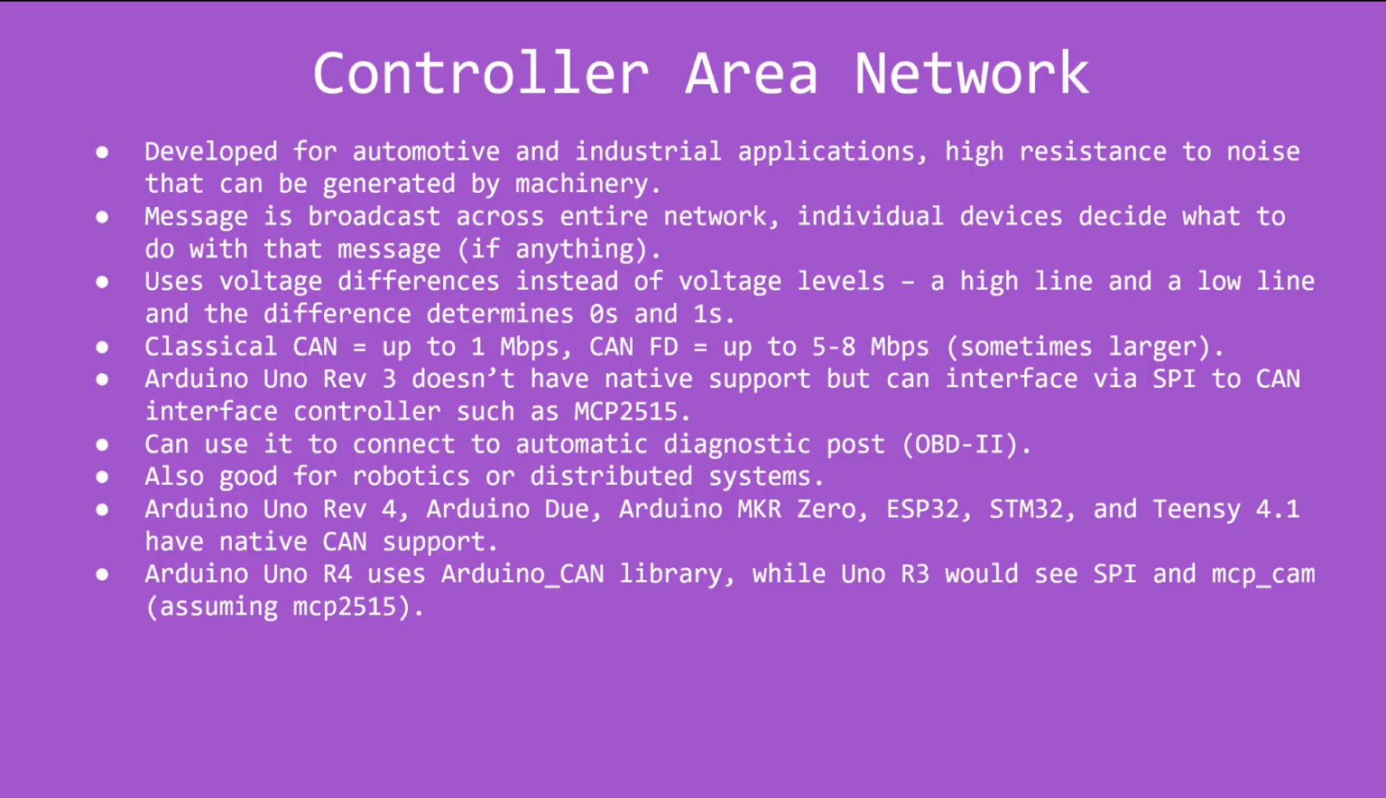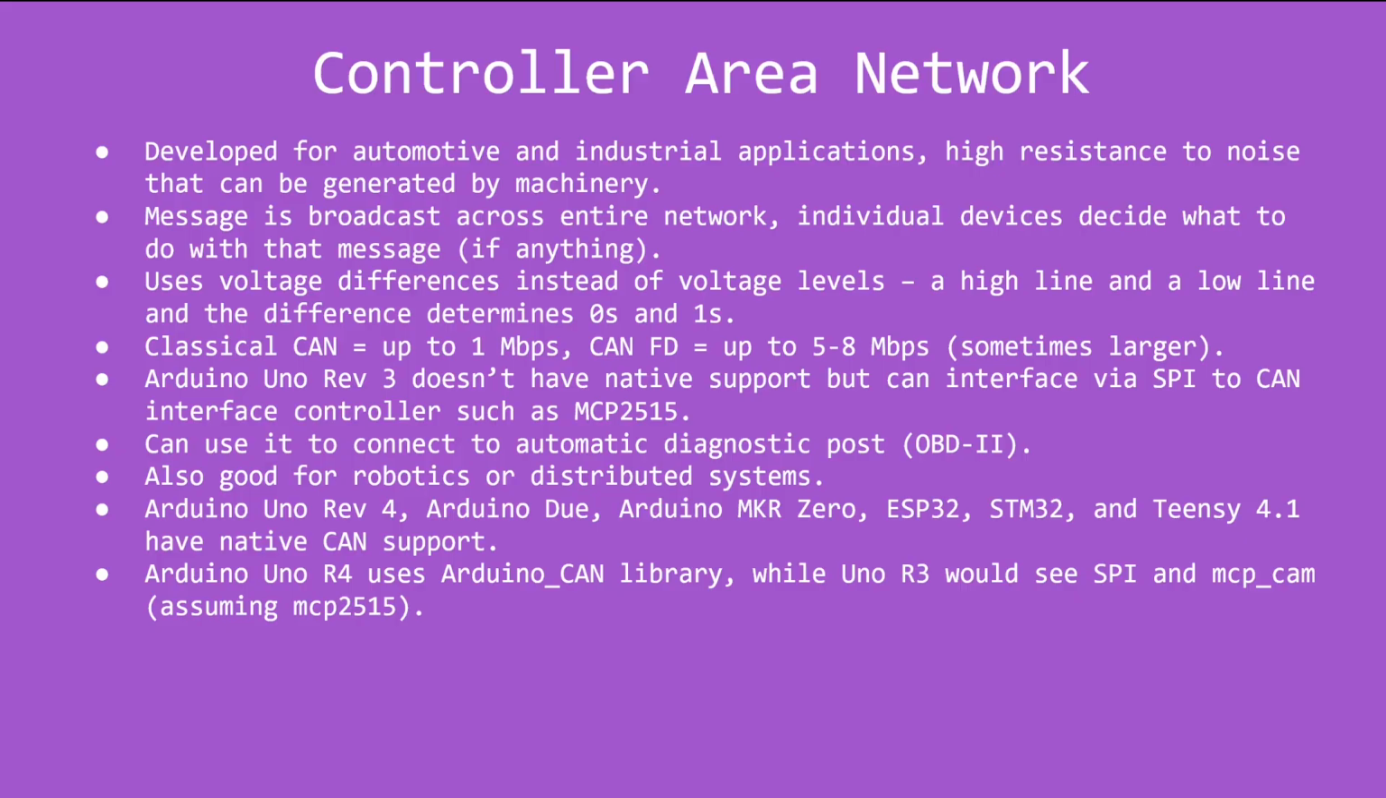A message is basically broadcast across the network. Individual devices decide what to do with that message, if anything. It uses voltage differentials instead of the actual voltage levels. You've got a high line and a low line, and the difference between the two determines the zeros and the ones. Again, this is because using voltage levels can be very disruptive by the electrical noise in a vehicle.